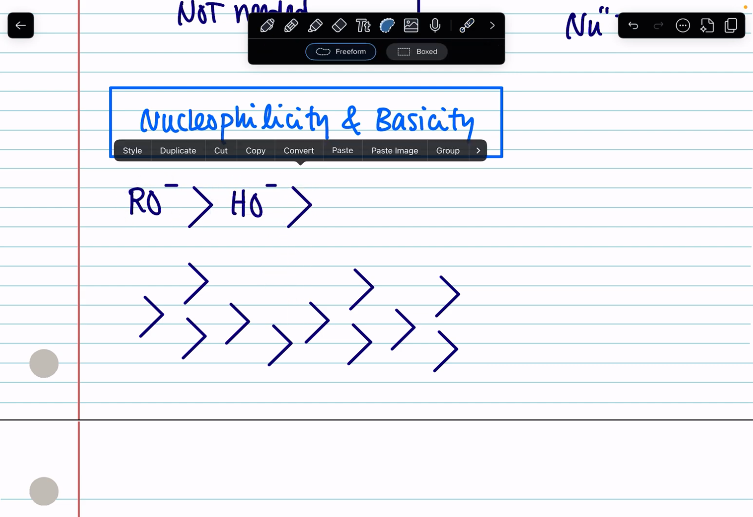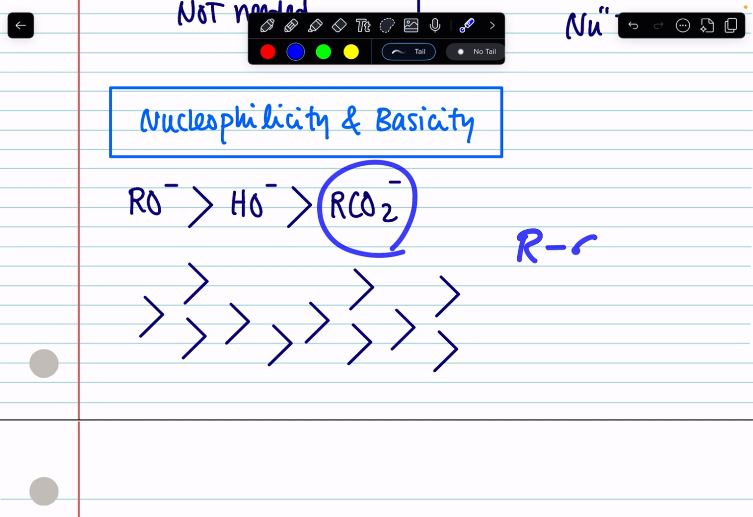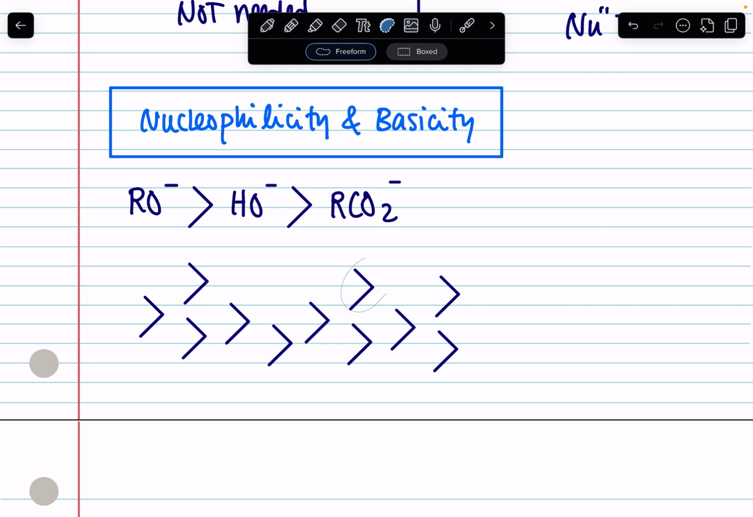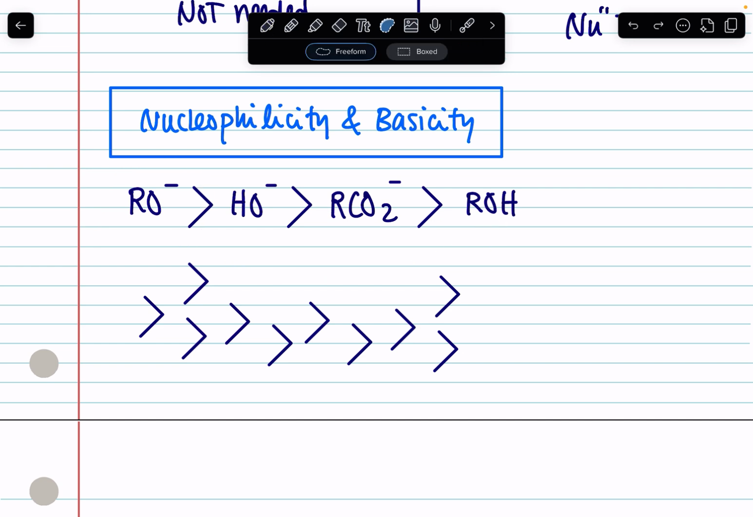The next one on the list is RCO2 minus. Now, RCO2 minus looks like this, correct? This is a carboxylate anion. Remember, this comes from a carboxylic acid, so this would be weaker. It would be a weaker base in this case compared to OH minus. So hence it would be weaker than OH minus. Next, we have ROH. Notice how now you've lost the negative charge. There's no longer a negative charge. So this is essentially the same guy here, except now it's protonated. And finally, water.